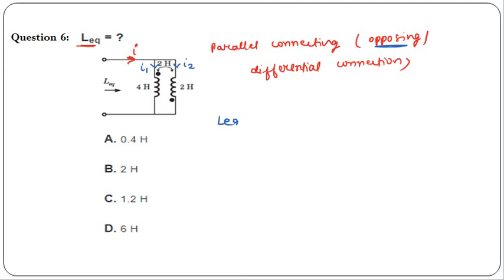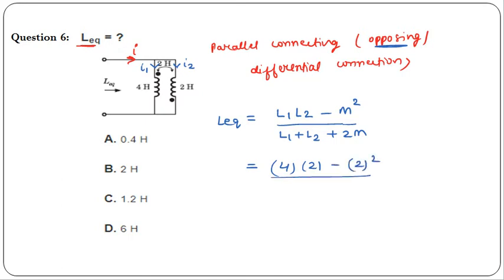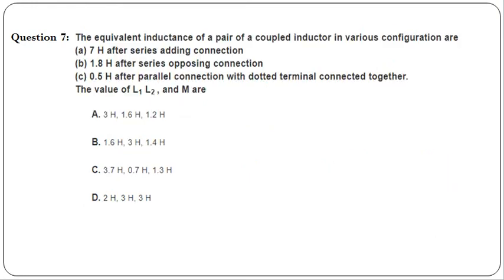So in this case L equivalent formula will be given by L1 L2 upon L1 plus L2 minus of M square. अगर opposing nature का है then you have to write plus 2M. So let us substitute the values of L1, L2 and M. L1 is 4, L2 is 2, minus of M square, M value is 2 whole square, divided by 4 plus 2 into M value 2. So this will be equal to 8 minus of 4 divided by 6 plus 4. So we are getting 4 by 10, so L equivalent we are getting 0.4 Henry. So option A is correct.